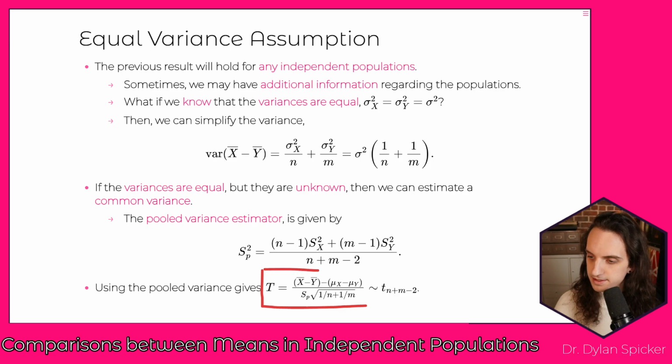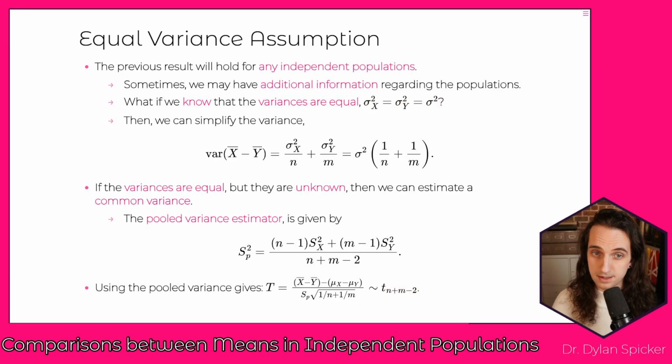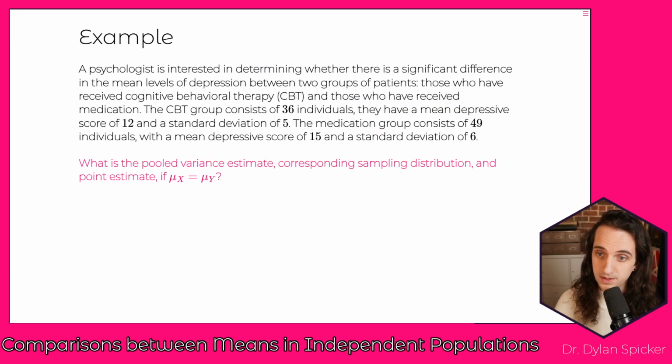Now, the main thing that's actually changing here is the sampling distribution. In this case, our sampling distribution is going to have n plus m minus 2 degrees of freedom. That's a simplified number of degrees of freedom, but it's also a larger number of degrees of freedom. And so in the case that we can assume equal variances, we can work out that this is our sampling distribution here. And so how does this apply in practice?